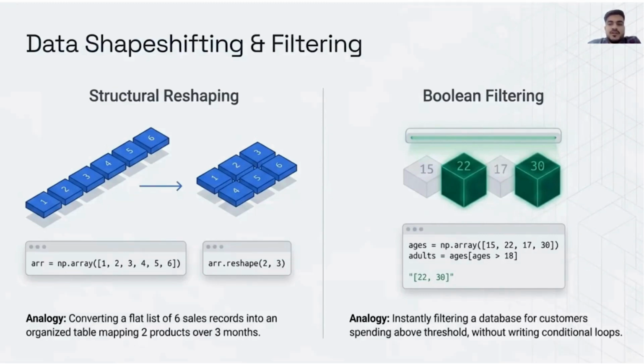Moving towards the next slide, data shape shifting and filtering. In the real world, data is rarely in perfect shape when you receive it. NumPy allows for instant structural shape shifting. You can easily reshape to convert a flat list of raw records into an organized multi-dimensional table. Furthermore, you can use Boolean filtering to instantly isolate data, like finding all the customers aged over 18, by passing a conditional directly into array brackets, entirely skipping the need for if statements and loops that make our code heavier.